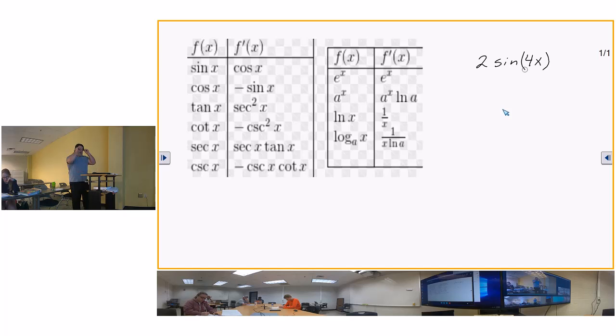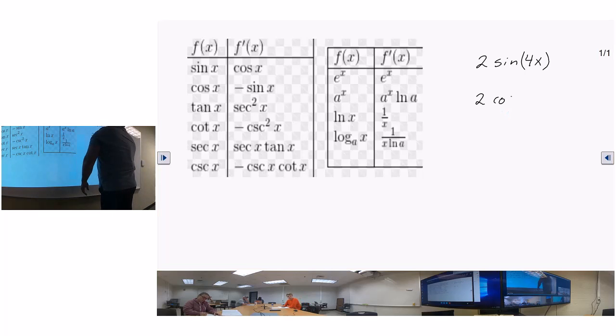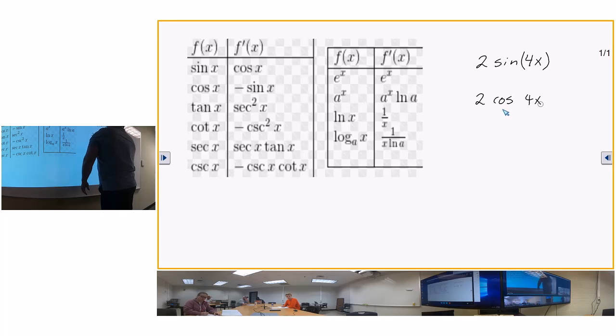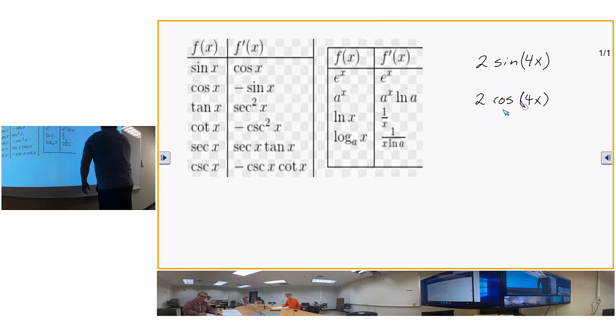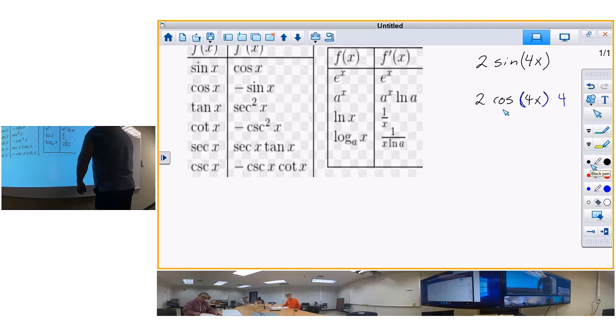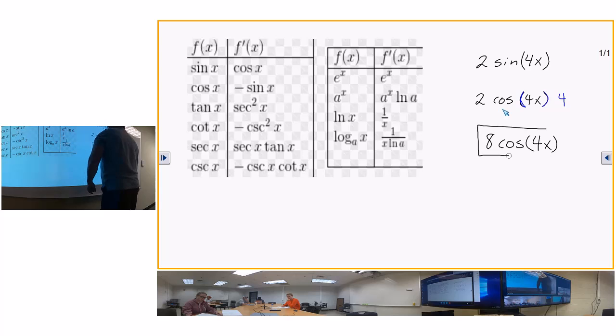So what is the derivative of the sine? The cosine. So that's easy. You do 2 cosine of 4x. But then you have to remember what? The derivative of what's inside is what? So the actual correct answer is 8 cosine of 4x.